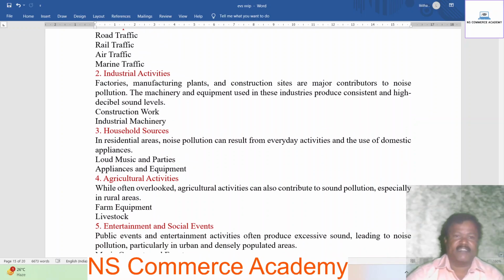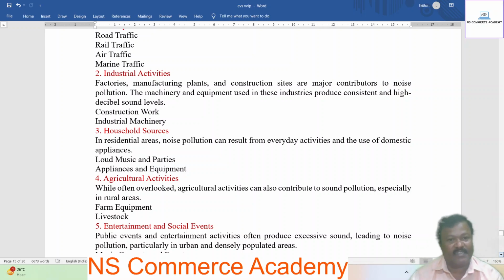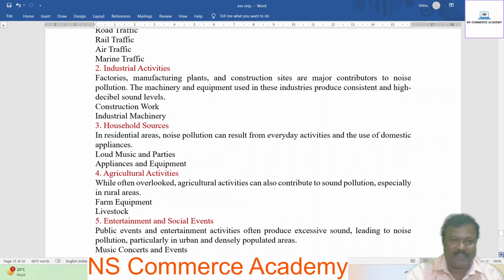Industrial activities: factories, manufacturing plants, and construction sites are major contributors to noise pollution. The machinery and equipment used in these industries produce consistently high decibel levels. Construction work, industrial machinery, household sources. In residential areas, noise pollution can result from everyday activities, such as domestic applications, loud music and parties, appliances and equipment, agricultural activities.